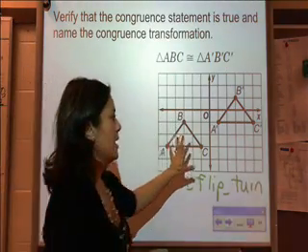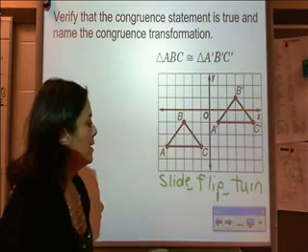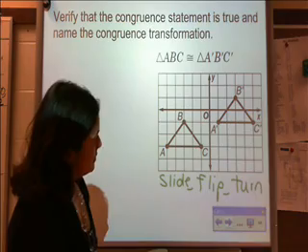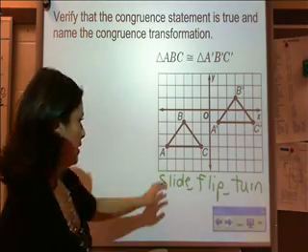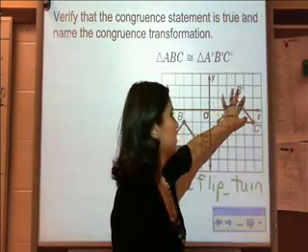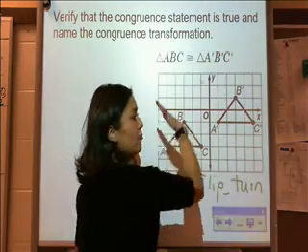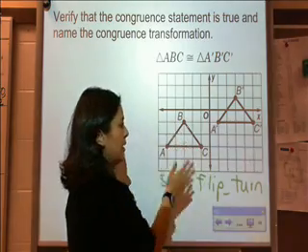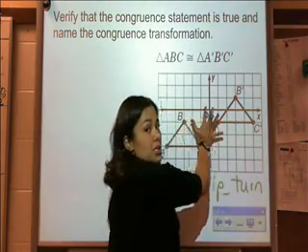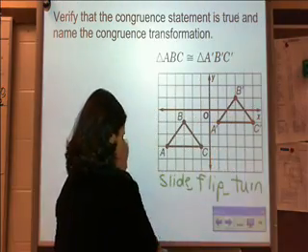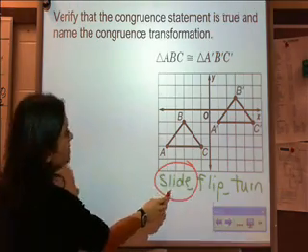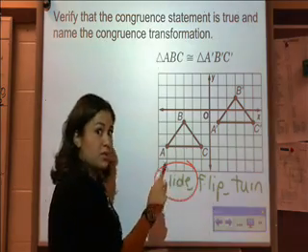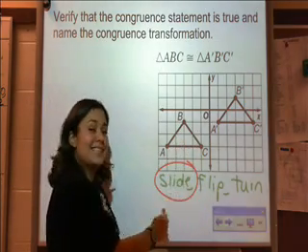So just by looking at this, we know that this is a slide. Okay, it slid from here to here. It didn't flip over any line. We didn't rotate it or turn it. It just slid from one position to another. So this is a slide. So this answer goes with name the congruence transformation. The congruence transformation of these two triangles is a slide.